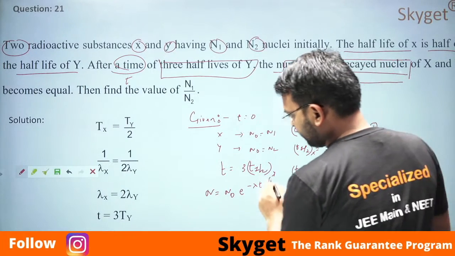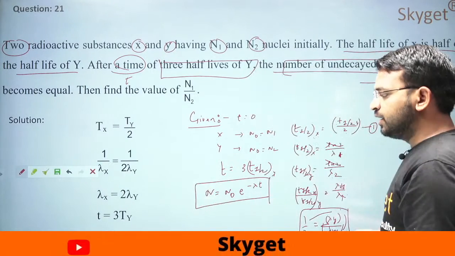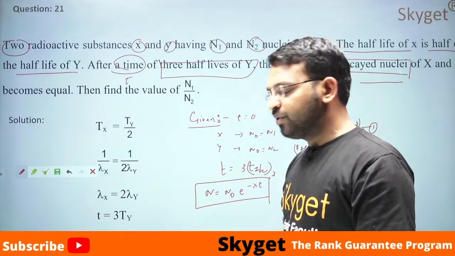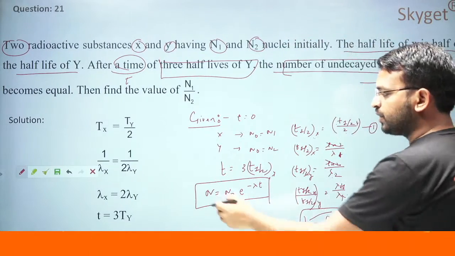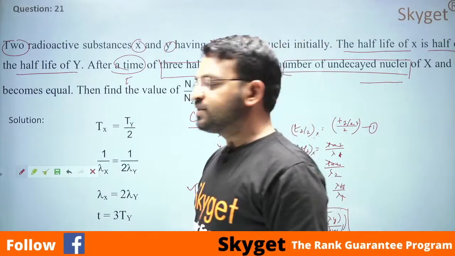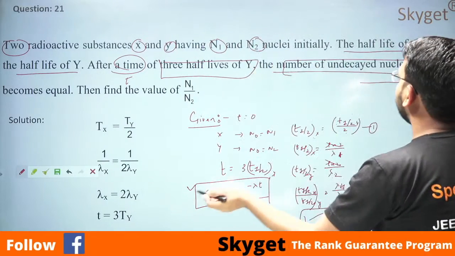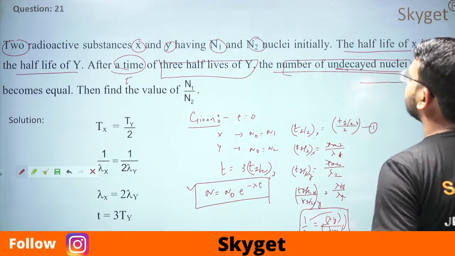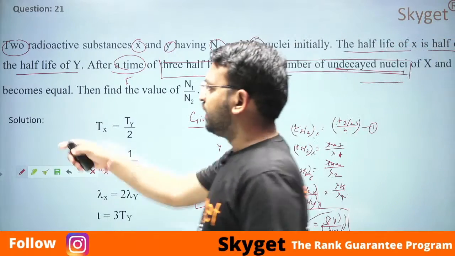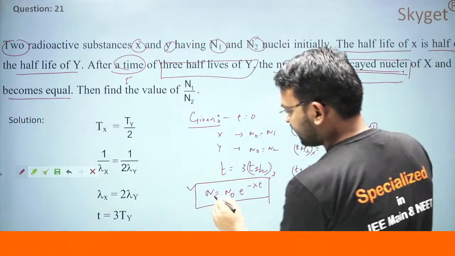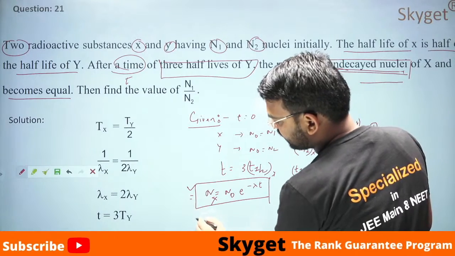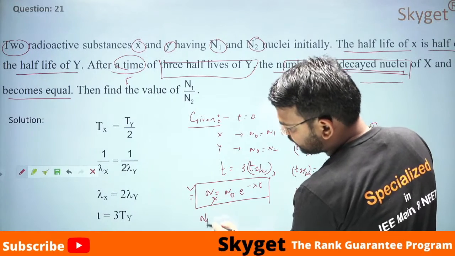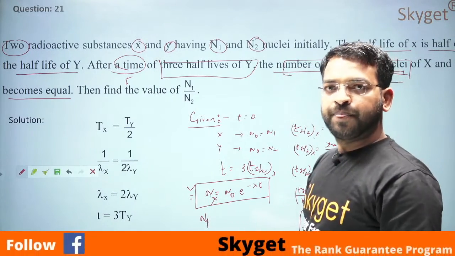Okay, this was the relation where N was your undecayed nuclei, and N naught was the initial number of nuclei, and using the relation you can get your answer. Now they are saying that after 3 half-lifetimes, the number of undecayed nuclei of X and Y is equal. It means that this is for X, and the same way you can write for Y, and these two are equal. Understand?